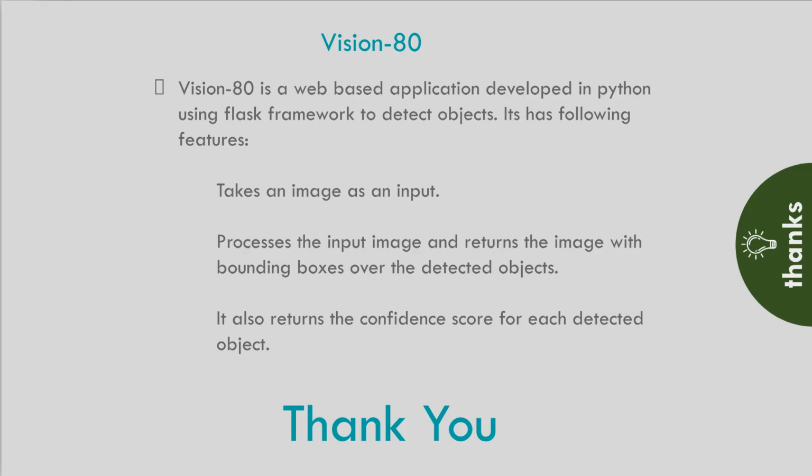Vision 80 is a web-based object detection application developed in Python using the Flask framework. It takes an image as input, processes it, and returns the image with bounding boxes and a confidence score for each detected object.